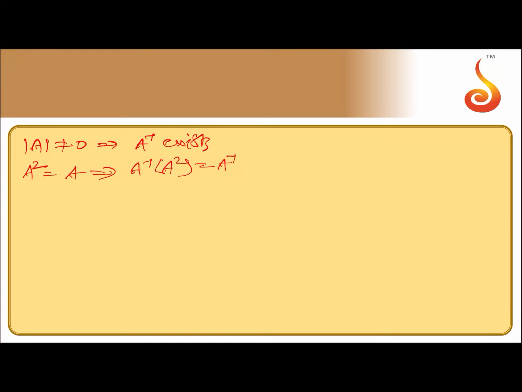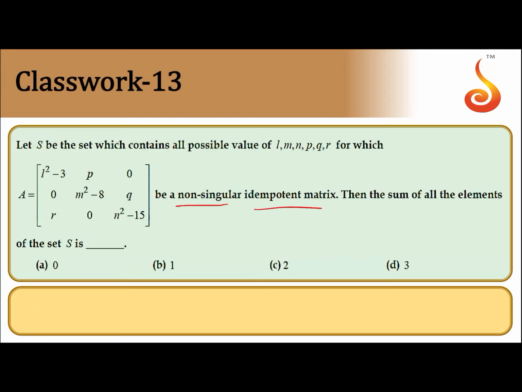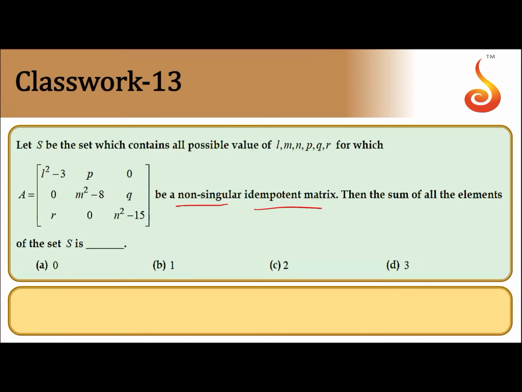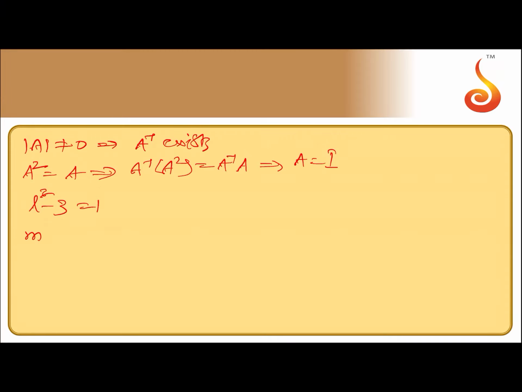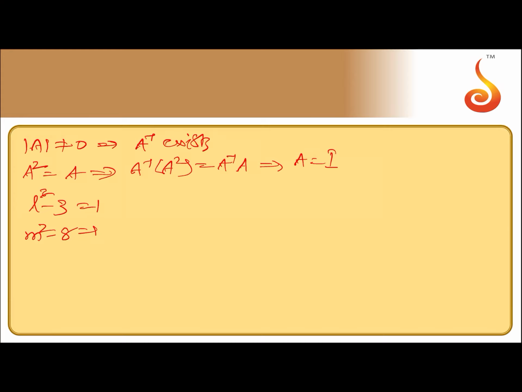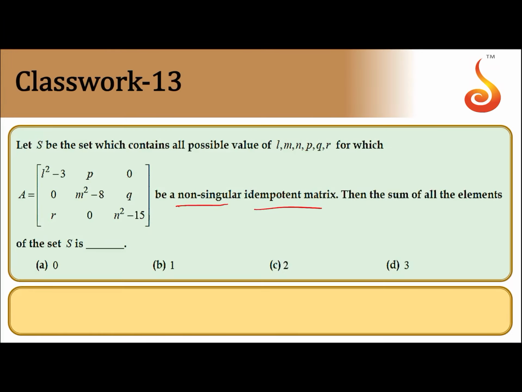A square equals A inverse into A, and that gives us A is the identity matrix. Are you sure? Yes, identity matrix. A is identity means the diagonal elements are each equal to 1. Therefore, L square minus 3 is equal to 1, M square minus 8 is equal to 1, and N square minus 15 is equal to 1, and the remaining elements have to be 0.